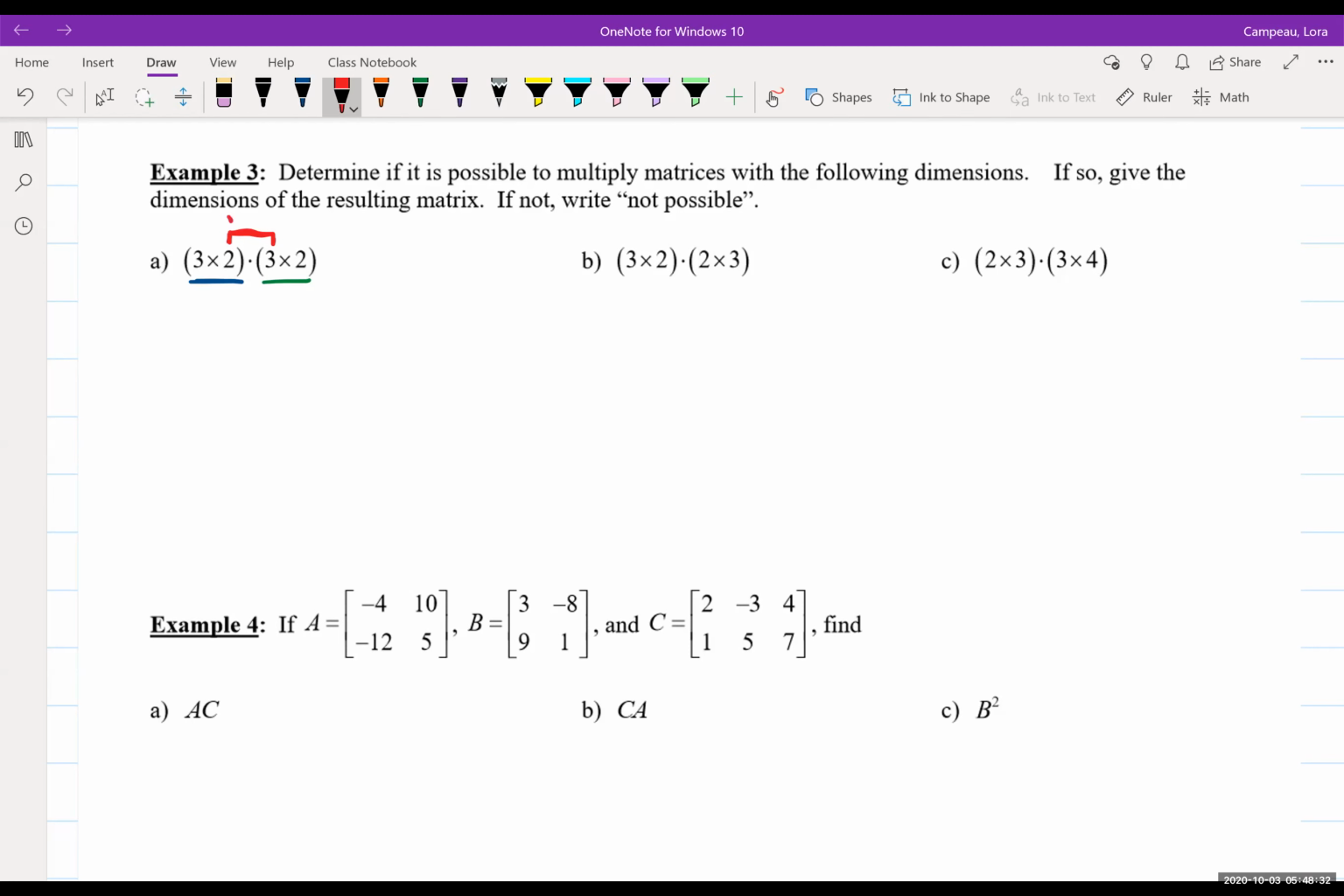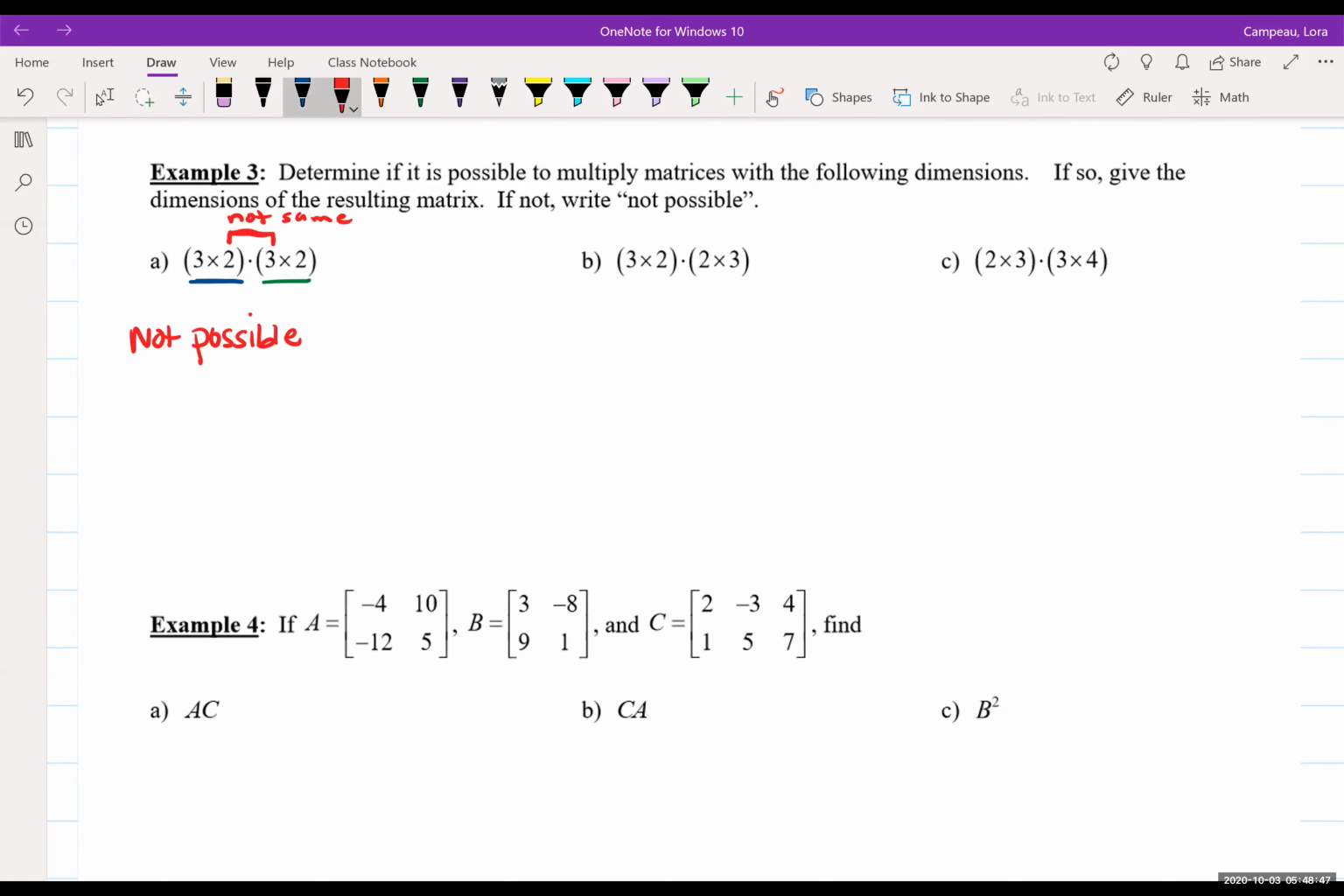So right away, we would say that it's not possible to multiply these types of matrices. Moving on to the next one.